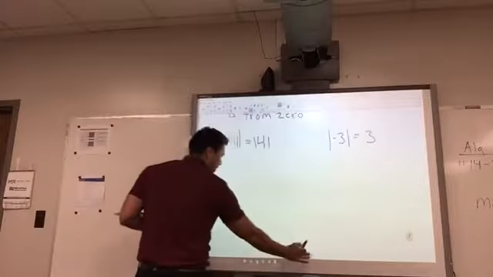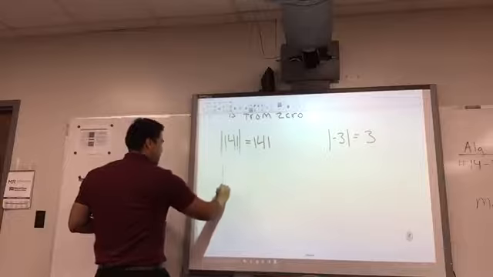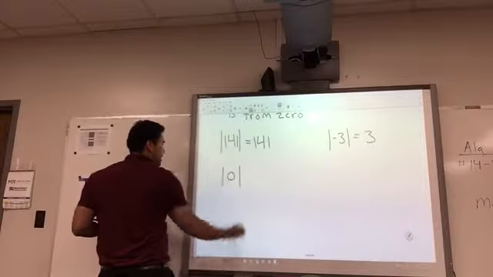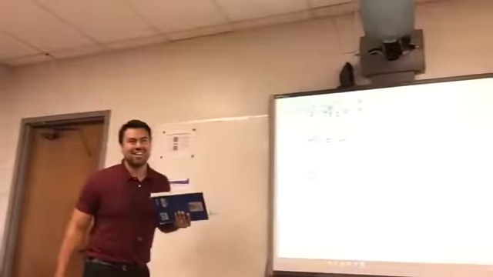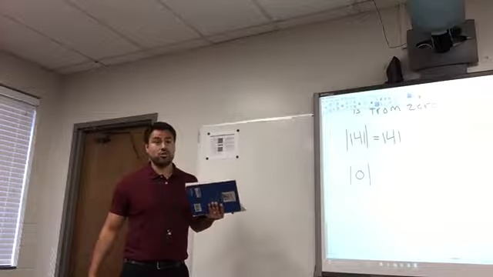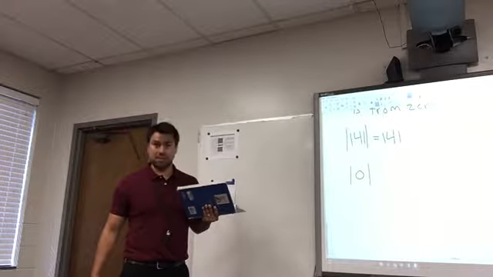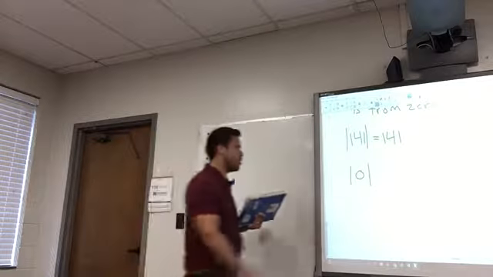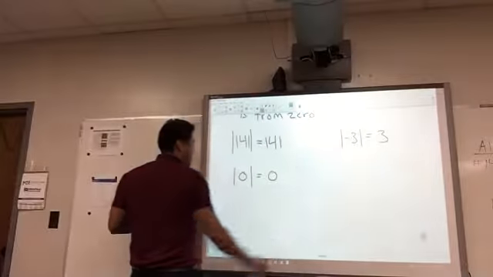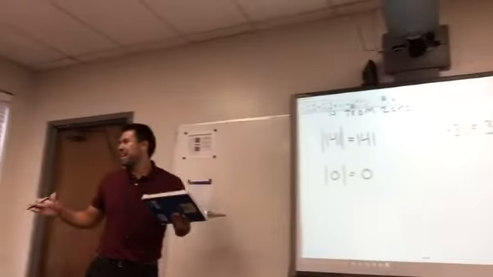Let me give you a trick one. Ready? Super hard. The absolute value of 0. 0 is the answer. Michael? You sure? You're saying the distance of 0 to 0 is 0? Okay, because you are correct. Okay, that was too easy.